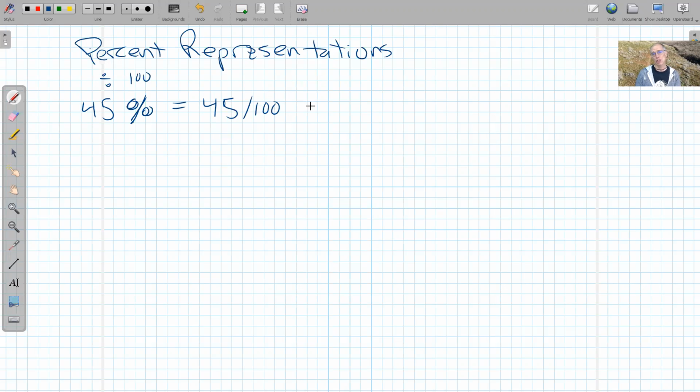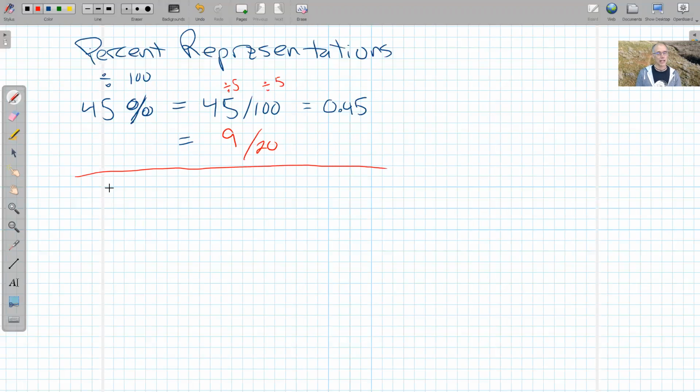And then from there, we could either call it a decimal or leave it as a fraction. If it's a fraction, we might care to reduce it. In this case, I could divide top and bottom by 5. 5 goes into 45 9 times, 5 goes into 100 20 times. So 45% could be viewed as 9/20ths or 45/100ths, which is pretty much what the percent notation means anyway.